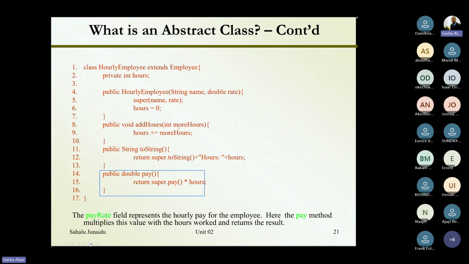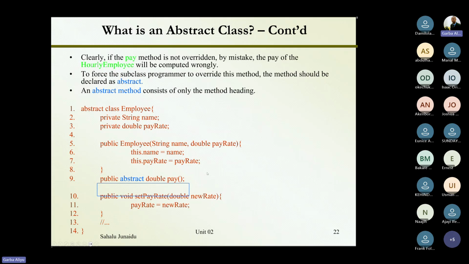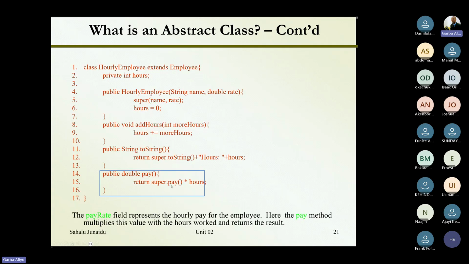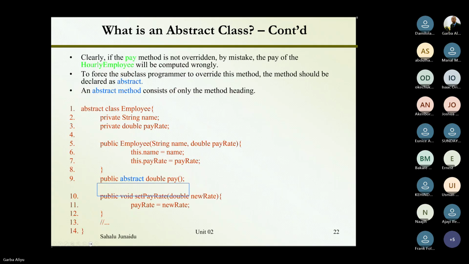So what is the problem with this? Here we say the pay rate field represents the hourly pay. The pay method multiplies this value with hours worked and returns the result. Simple. Clearly, if the pay method is not overridden, that is, if we don't have super.pay here, by mistake the pay of the hourly employee will be computed wrongly.